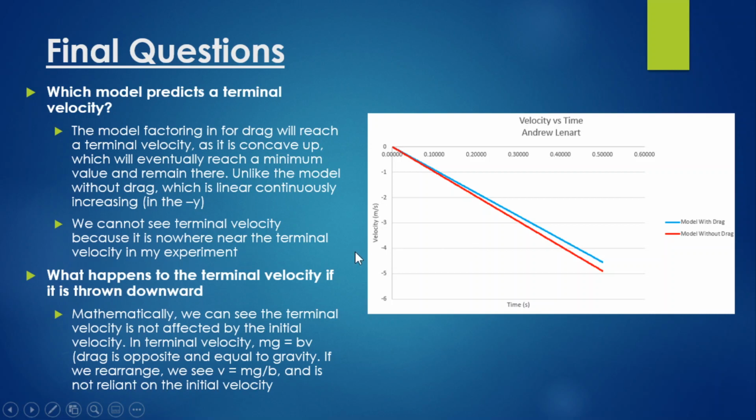And what happens to terminal velocity if it's thrown downward? So we can look at this mathematically. mg is equal to bv. That's when the forces are equal and it's at terminal velocity. So if we rearrange it, the terminal velocity is mg divided by b. And throwing it downwards would give it initial velocity, and as you can see here, initial velocity does not affect the terminal velocity. So nothing would happen to terminal velocity if we threw it downwards.